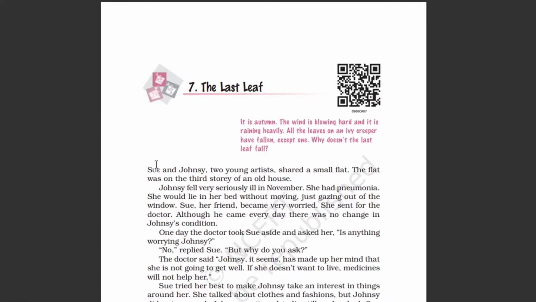Let's see. Sue and Johnsy, two young artists, shared a small flat. So Sue and Johnsy are two friends and both are artists. Artists, kalakar, and shared a small flat. So they lived together in a small flat. The flat was on the third story of an old house.